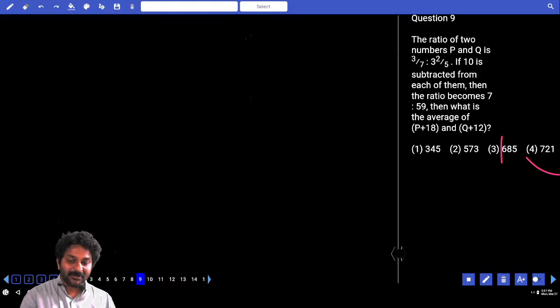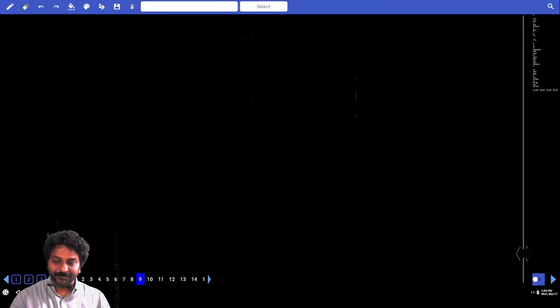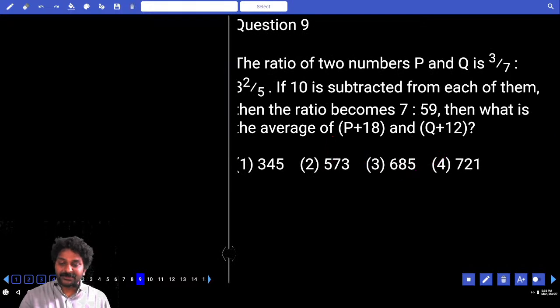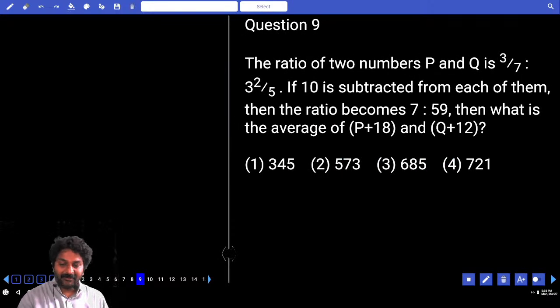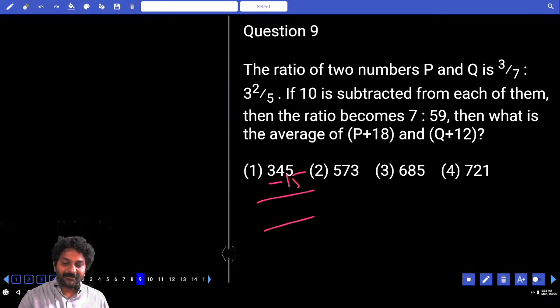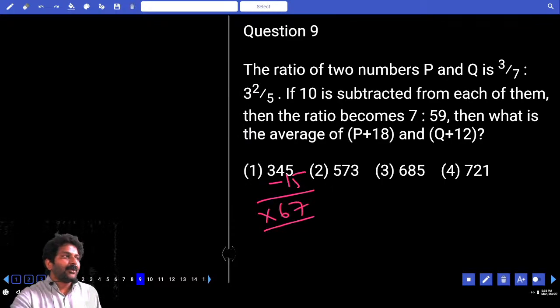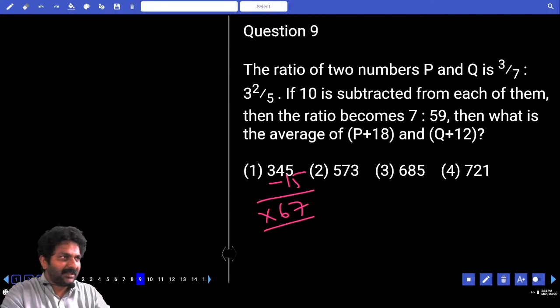But the question is about the average. That means the answer must be 67 parts plus 30 plus 15. The answer must be in this particular form. So what you can do is, from the option you can subtract 15 and verify whether it is a multiple of 67 or not. Are you good at 67 multiples? Yes or no?